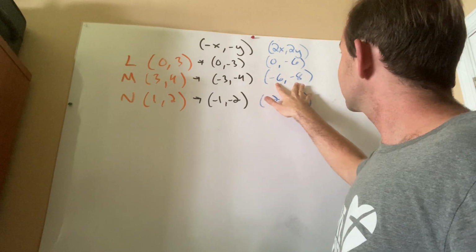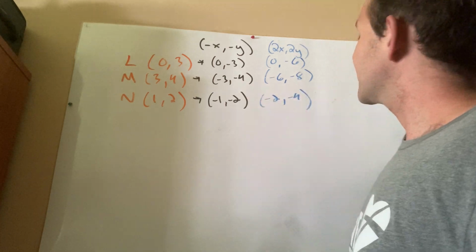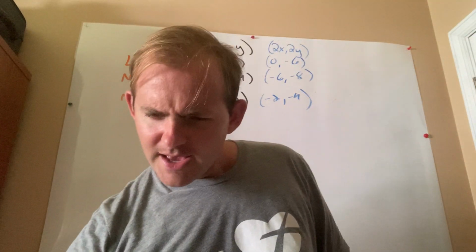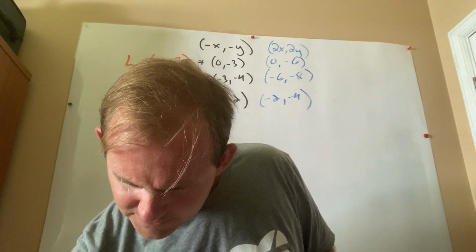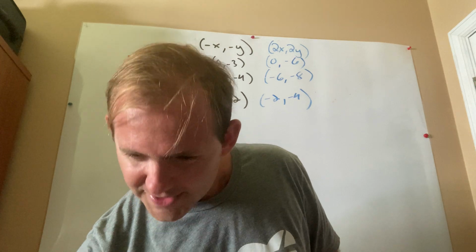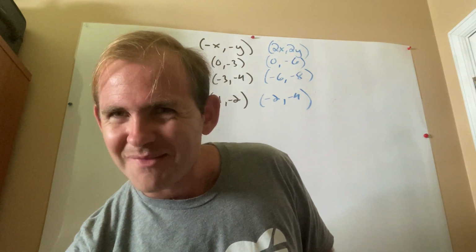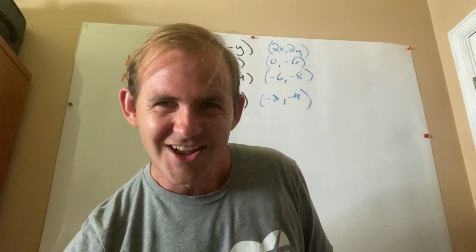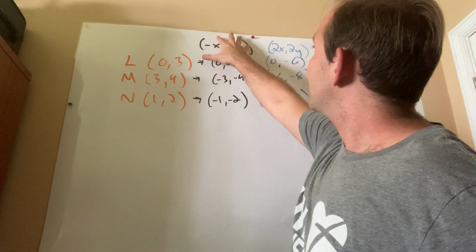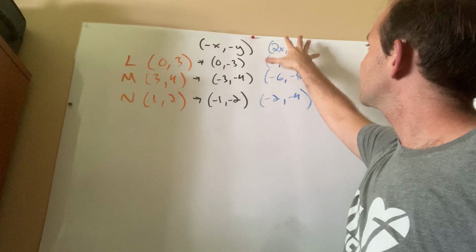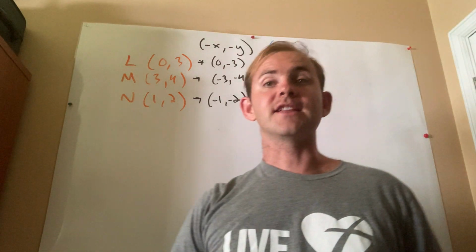And so in this particular case, we would say that L double prime is (0, -6), M double prime is (-6, -8), and N double prime is (-2, -4). I don't know why there's only one apostrophe there, guys, and I apologize for that. It really should be a double apostrophe. Oops. Maybe I'll fix that on the copies. But anyway, technically this should be L prime, M prime, N prime. These would be the final images.